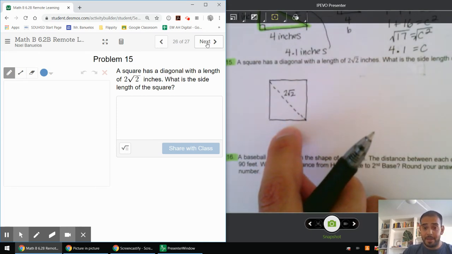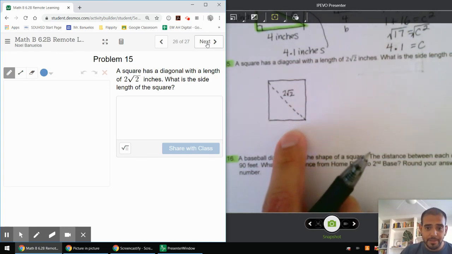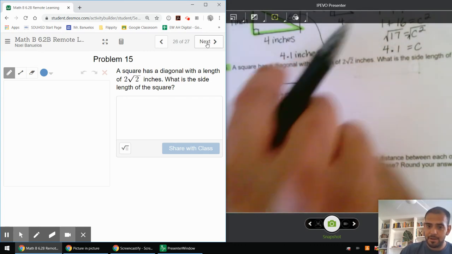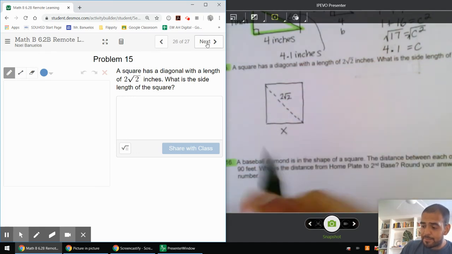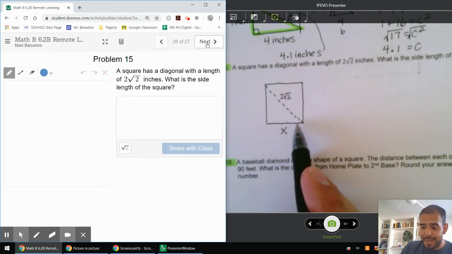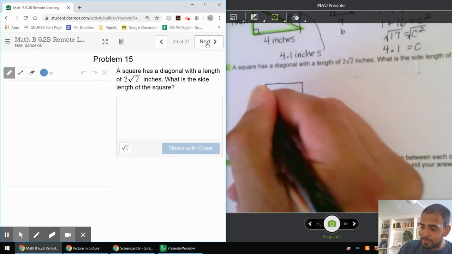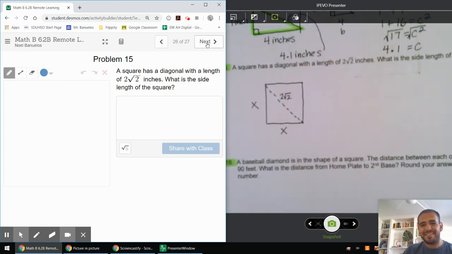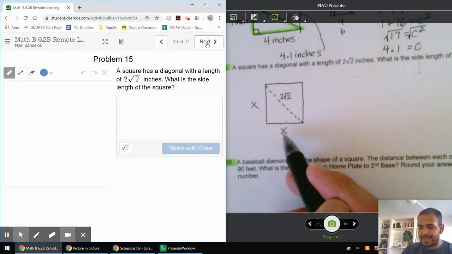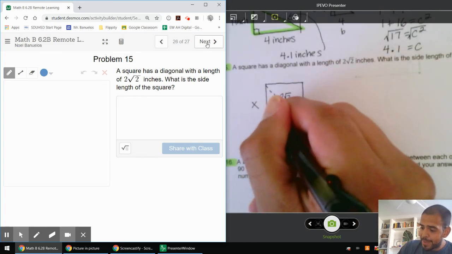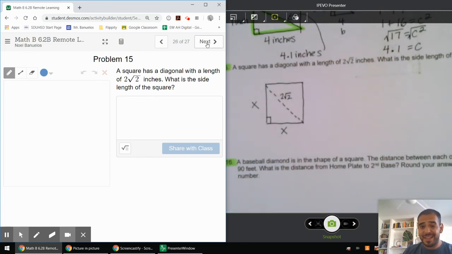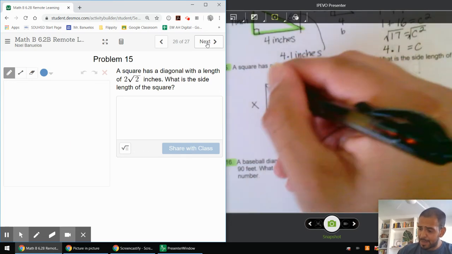Now, here's the thing. As you know, one important property of a square is that all sides are the same. So that means that this is unknown. We're trying to find the side length. But if this is x, then that also means that this is x because they have the same measurement. Like if this had a side length of 5, because it's a square, that means all sides are 5. Okay? So I'm going to find the missing side length of this square. Here's my right triangle.